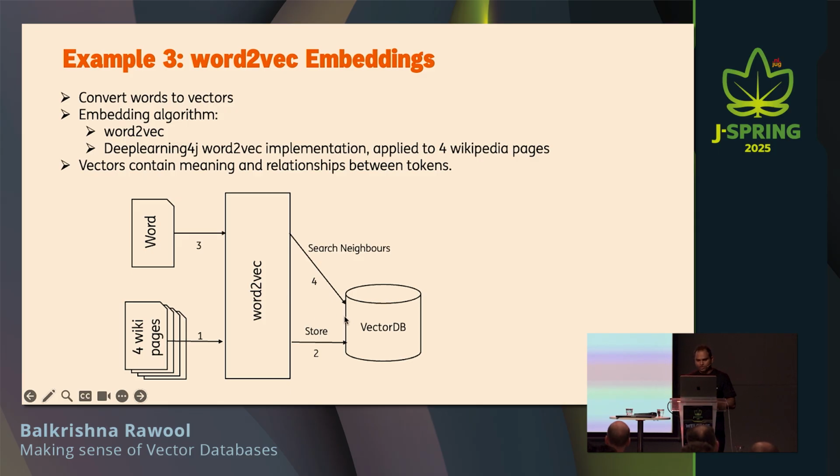We put them in our vector DB. We are still using our simple vector DB implementation. And then we randomly pick a word and find its neighboring words, basically words that are similar in meaning to the given word, or words that have some connection to this given word.